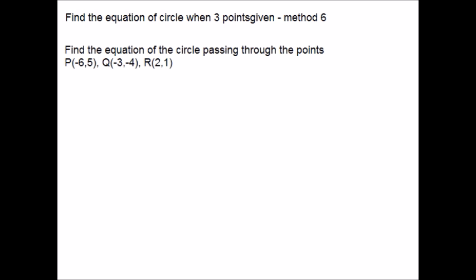I'm taking the same example with the same points. In this method we will be using the concept of angles in the same segment. So obviously it shows that we will be using some angle formula. Here I'm going to use the tan formula. Let us start with the slope. We have two chords PQ and PR. Step 1 is to find the slope of the chords PQ and PR.